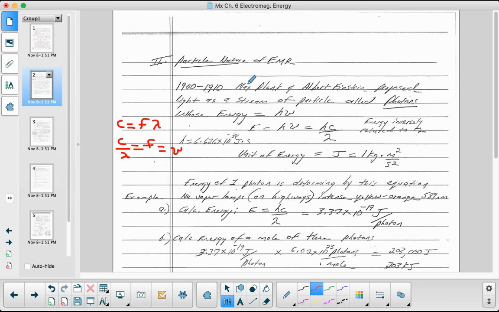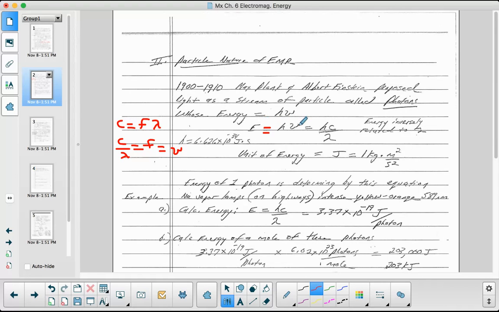In 1900 to 1910, Max Planck and Albert Einstein proposed that light was a stream of particles called photons, and the energy, the E of those photons, was equal to h times frequency, where h is a constant called Planck's constant. And so the equation that we use to talk about the energy of a photon is that E is equal to h times frequency.